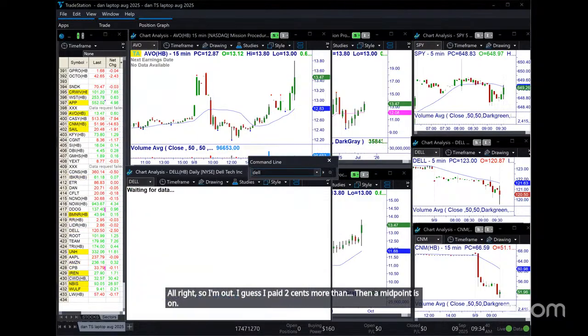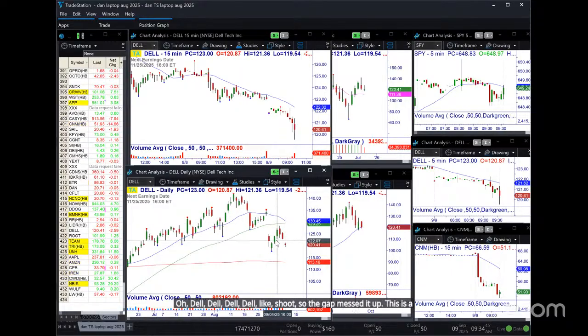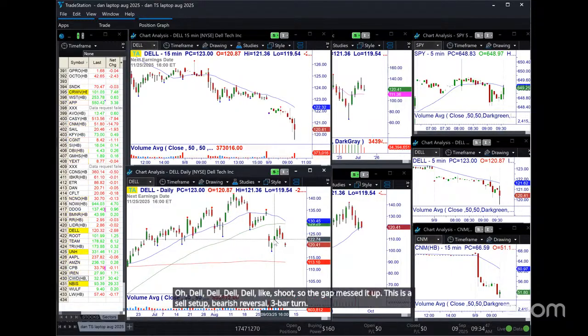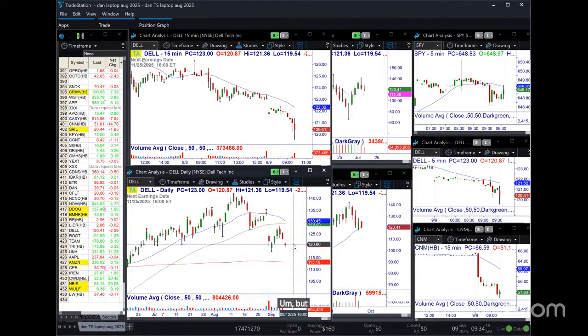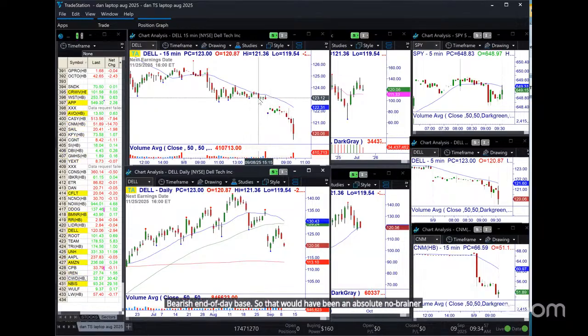Oh, Dell. Shoot. So the gap messed it up. This was a sell setup, bearish reversal, 3-bar turn. But the gap messed me up. That was on my list yesterday. Bearish end of day base. So that would have been an absolute no-brainer short had it opened flat or up a little bit.